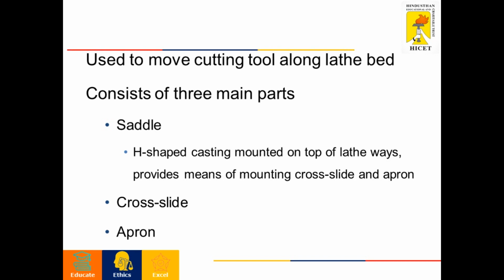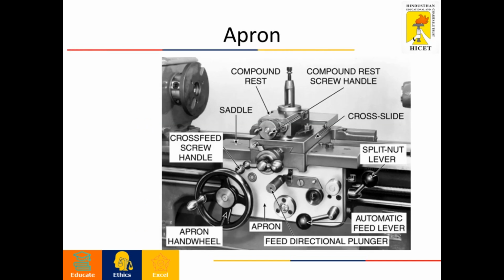The carriage is used to move the cutting tool along the lathe bed. It consists of three main parts, that is, the saddle, cross slide and apron mechanism. The apron mechanism is in the carriage. The following components are in the apron mechanism: the apron hand wheel, and this is the apron mechanism cover.